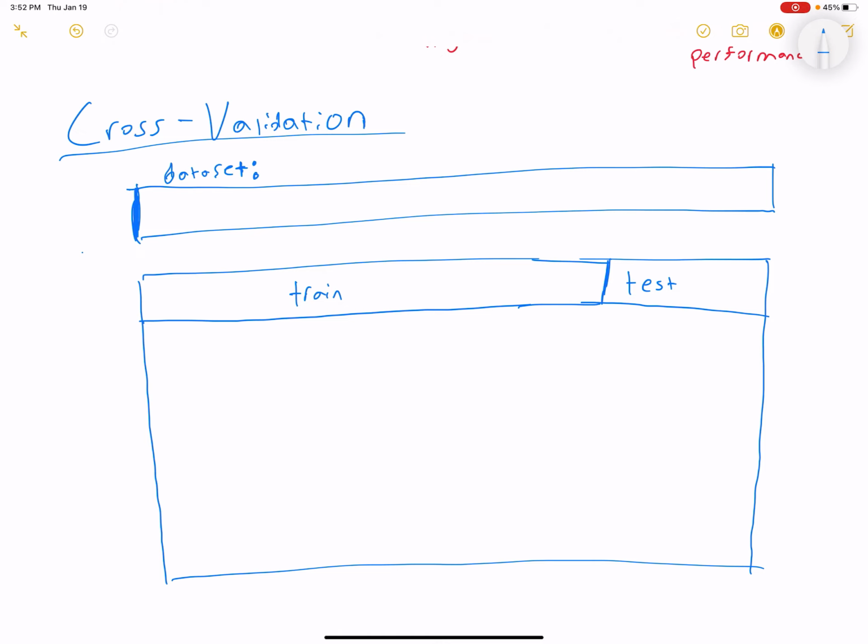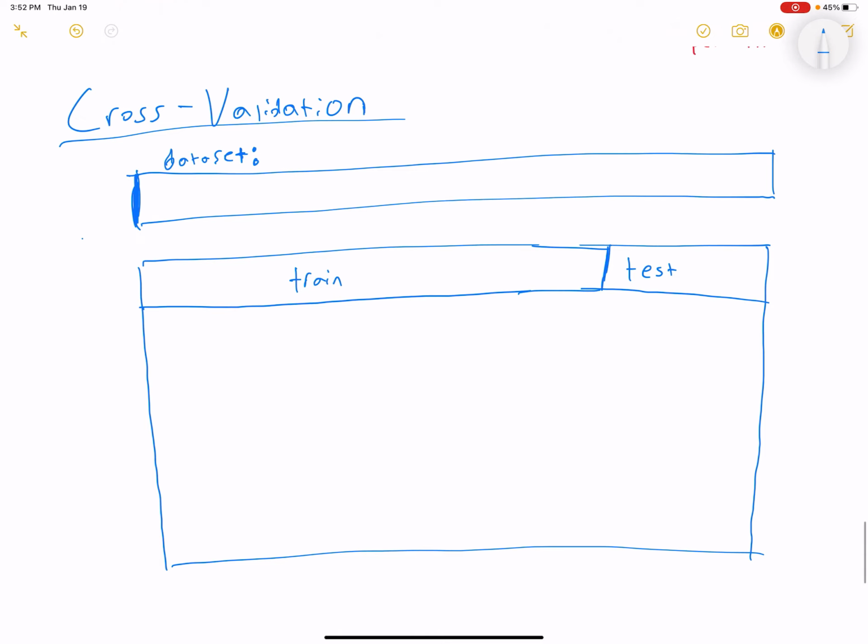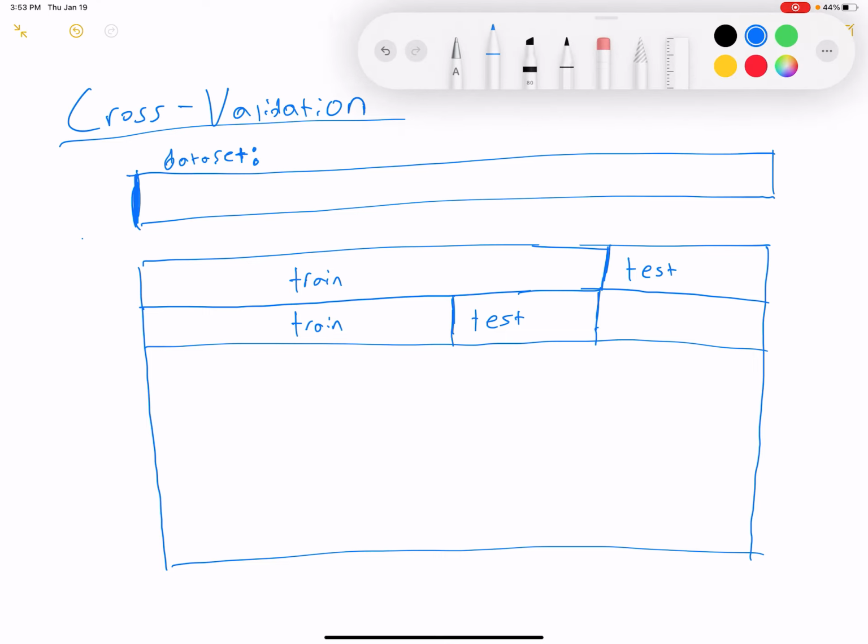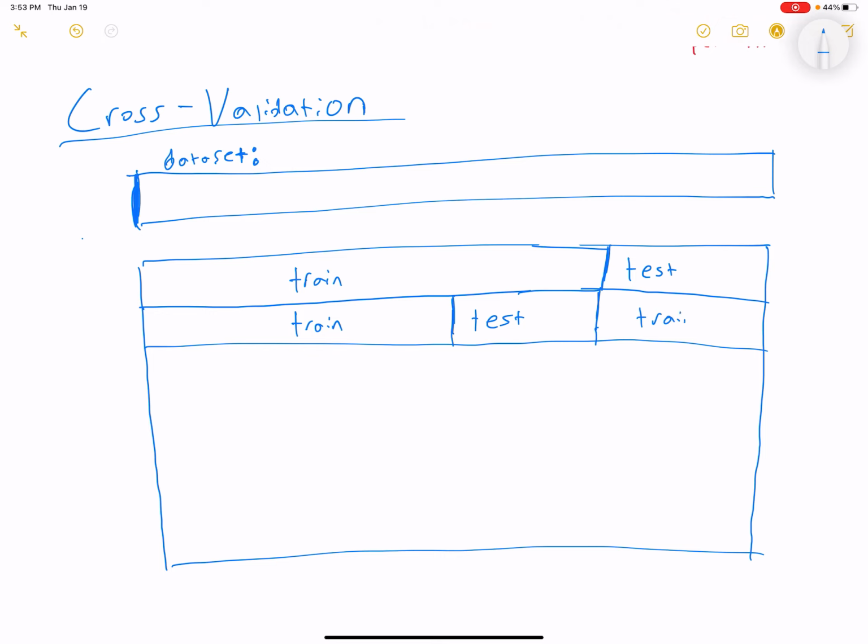But we could also have this part of the data be the test set and the rest of the data be the train set. So this portion of the data goes in the training set, and the part to the right of the test set also goes in the training set. So that's another way we could split it.